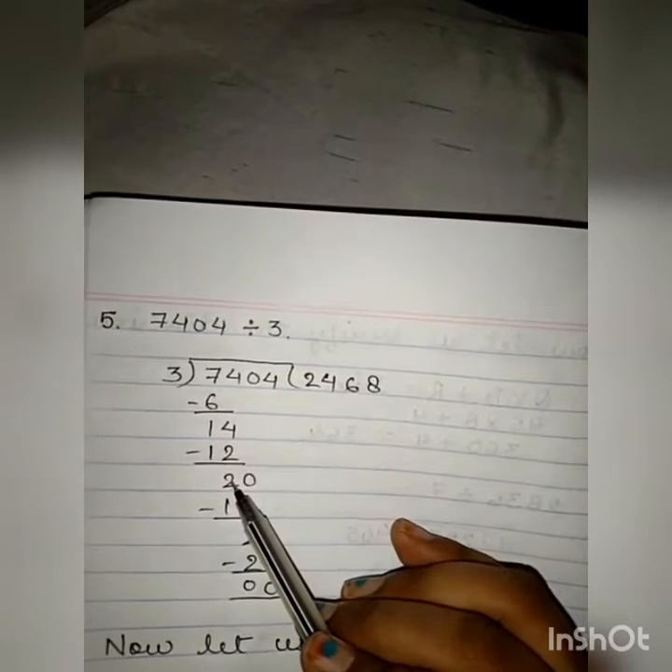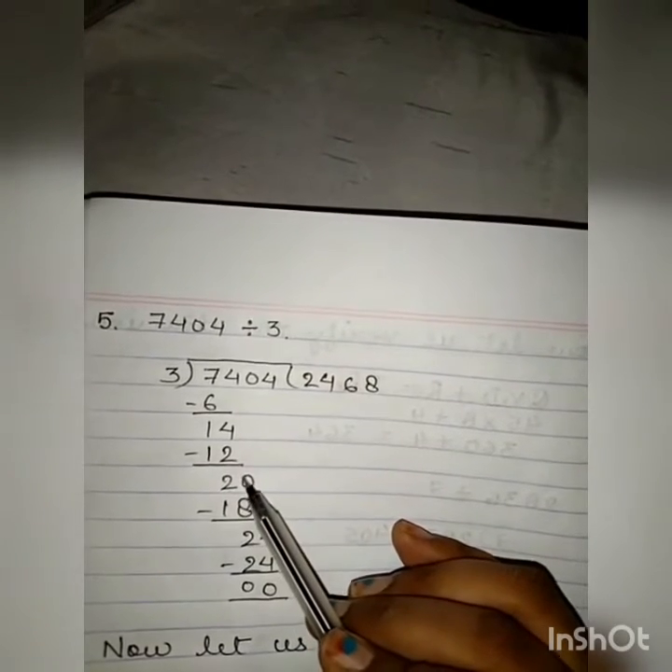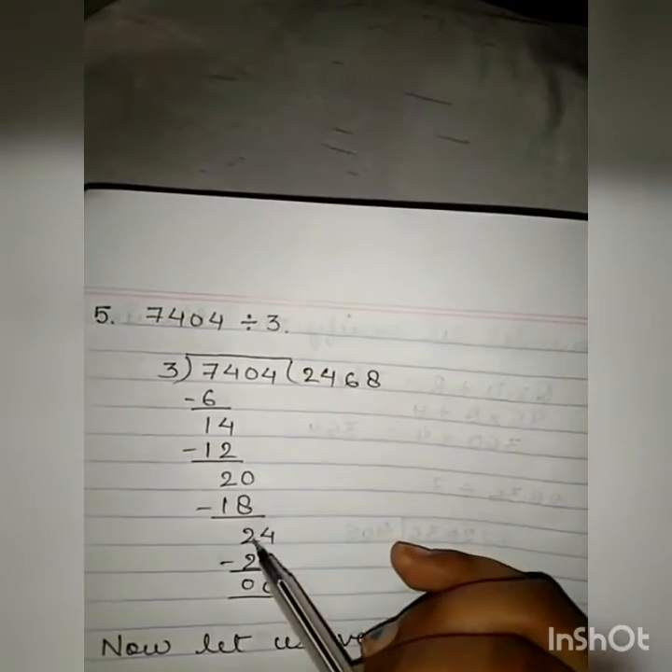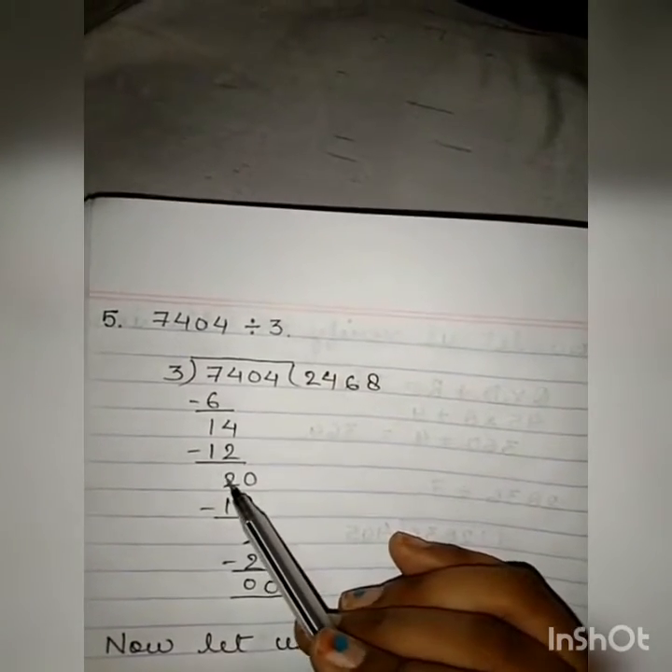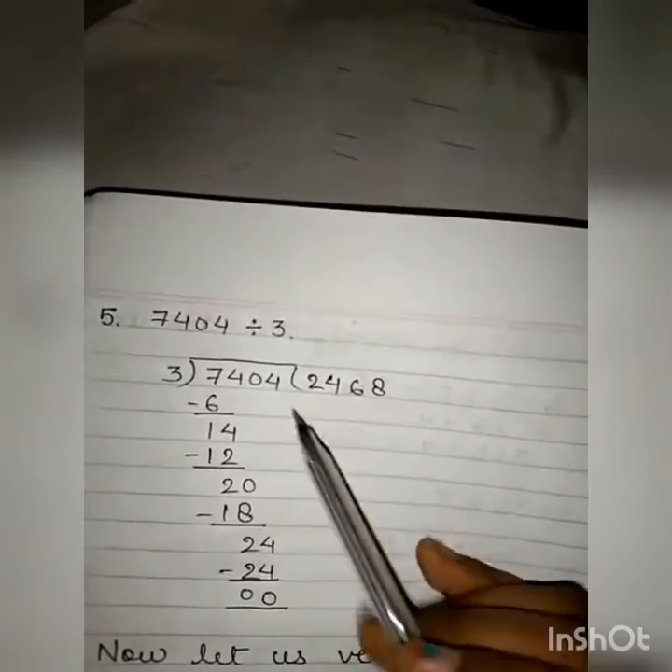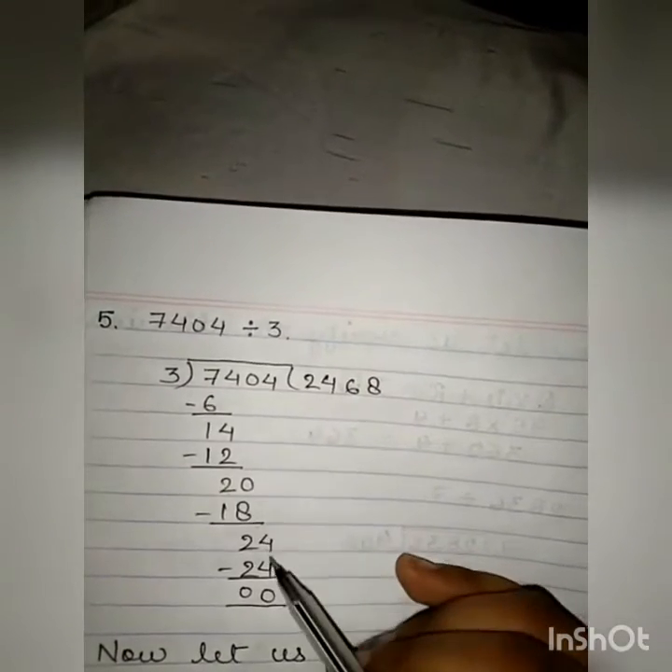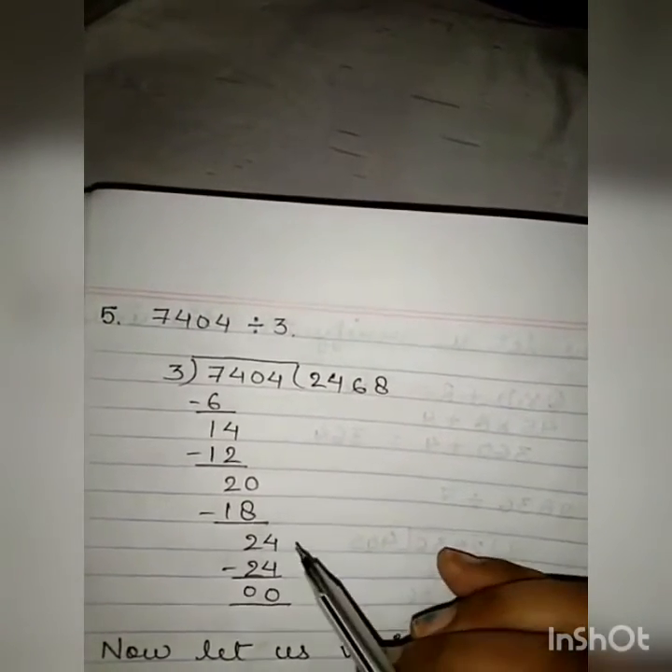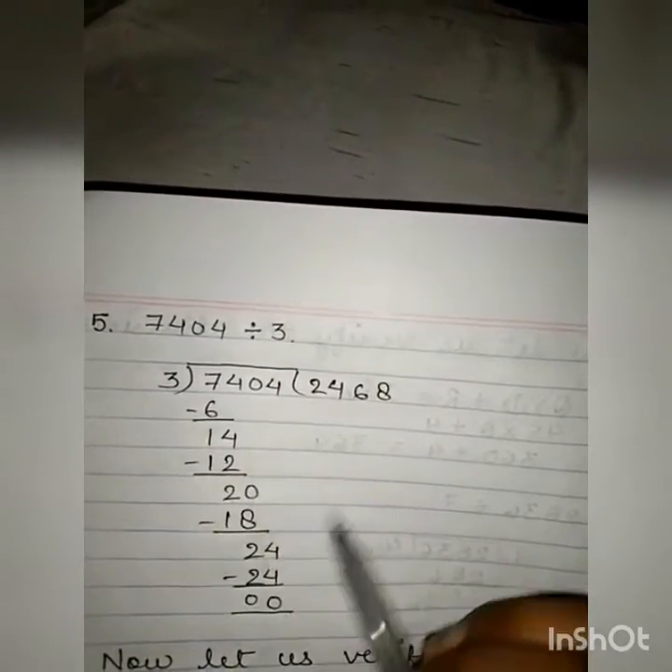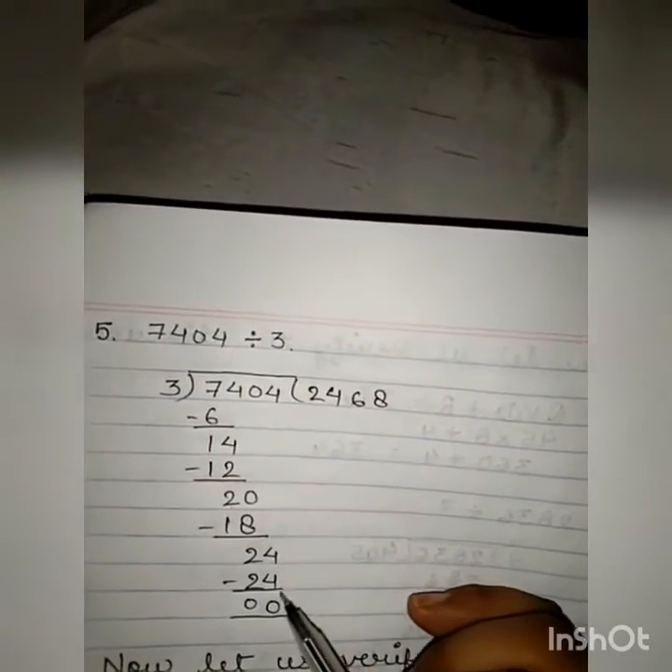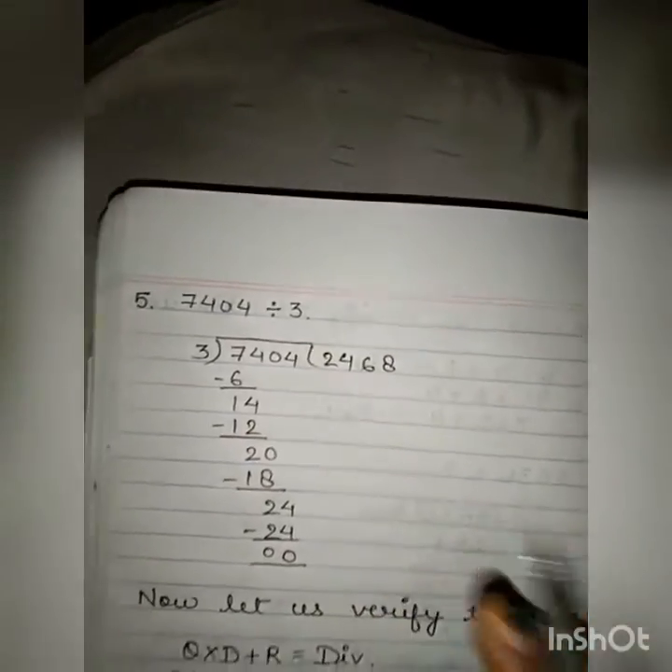We will borrow 1 from 2. It will become 10. 10 minus 8 is 2. And here what remains? 1. So 1 minus 1 will be 0. Now we will copy the last digit, that is 4. Now it will become 24. Now in 3's table, 8 times 24 comes. 3 8s are 24. Now 24 minus 24 is 0.